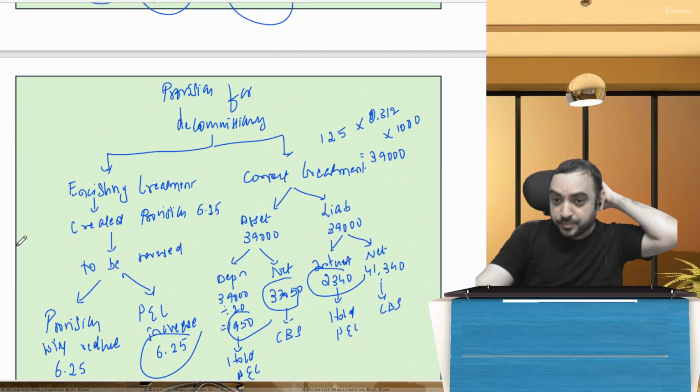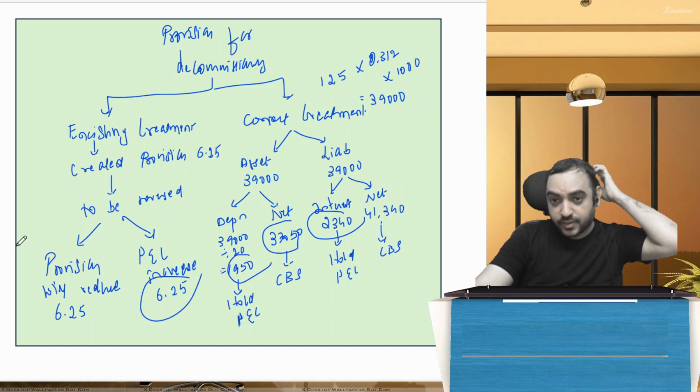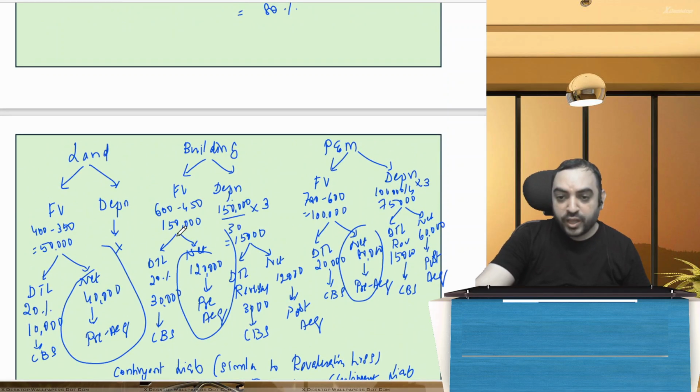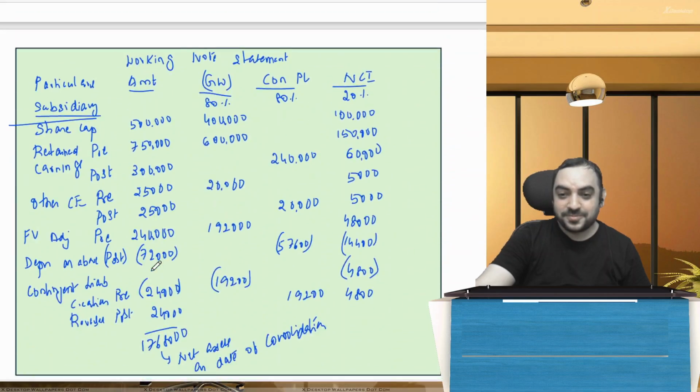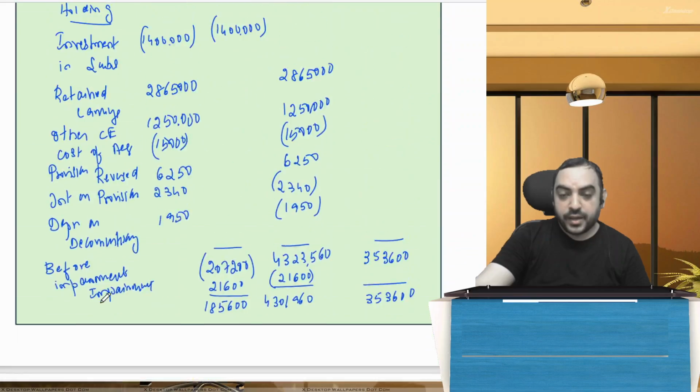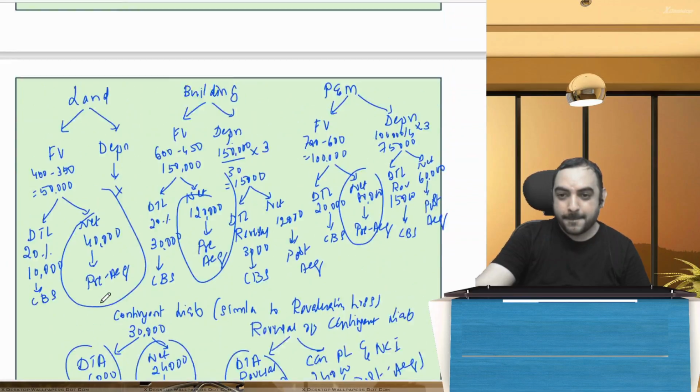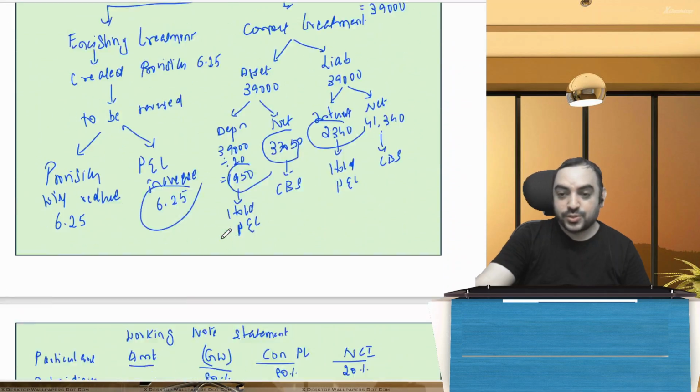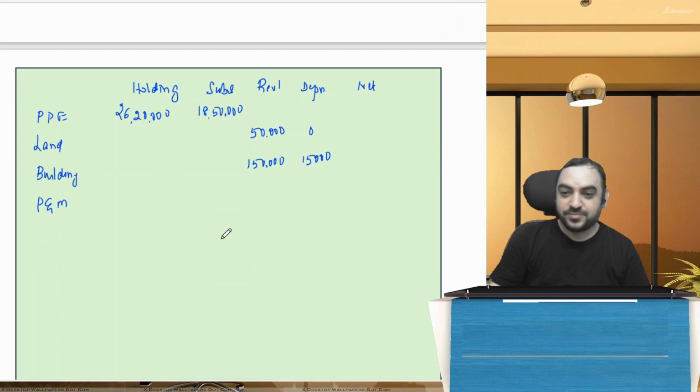Then building: fair value 1,50,000, depreciation 15,000. No deferred tax adjustment. So 1,50,000 and 15,000. Then plant and machinery, 1,75,000.